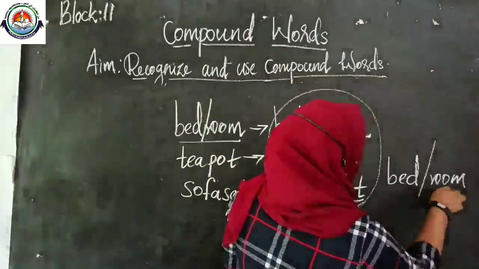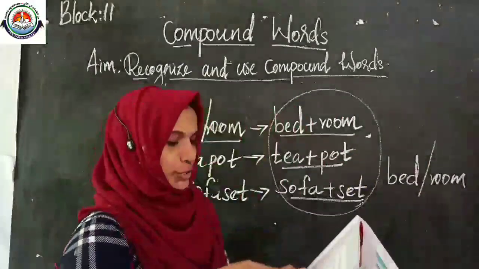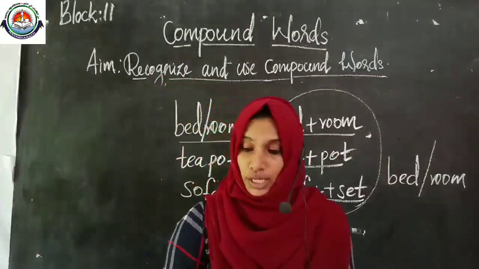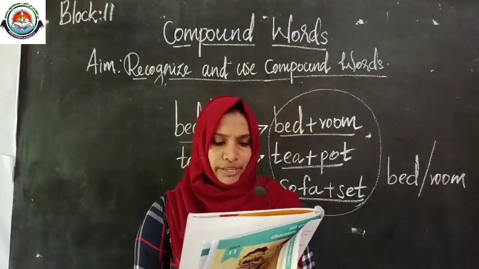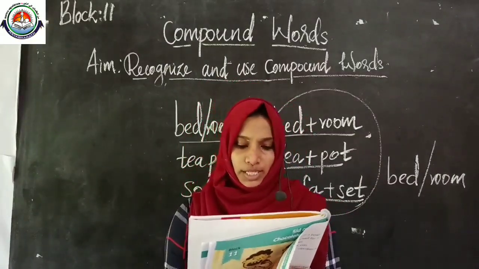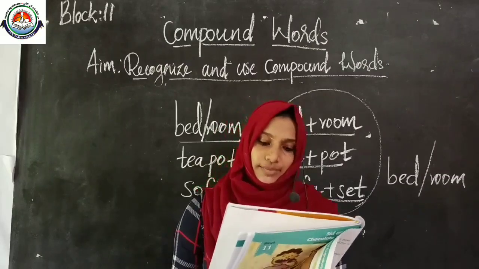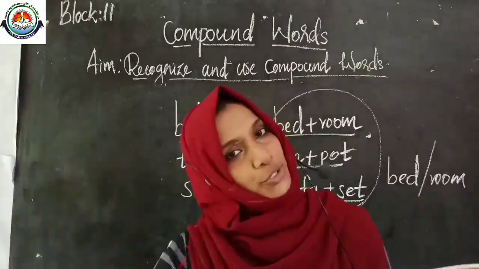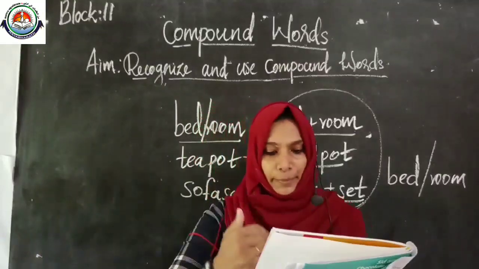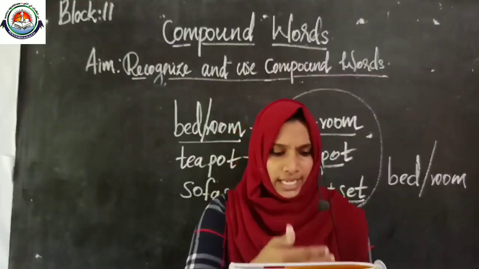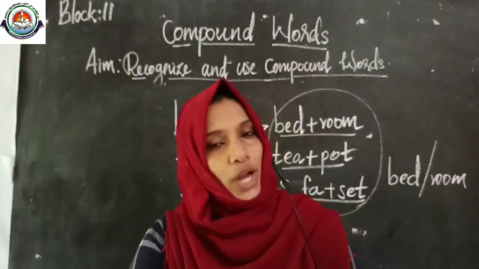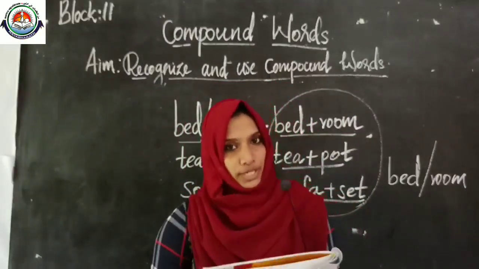After a slash, then room. So like this way, you can divide these given 2 compound words. And question number 7, think of at least 2 more compound words and make sentences. Here you have to find out 2 more compound words and make sentences with that word. So dears, here the answers of 5 and 6, you have to do it in this textbook itself.